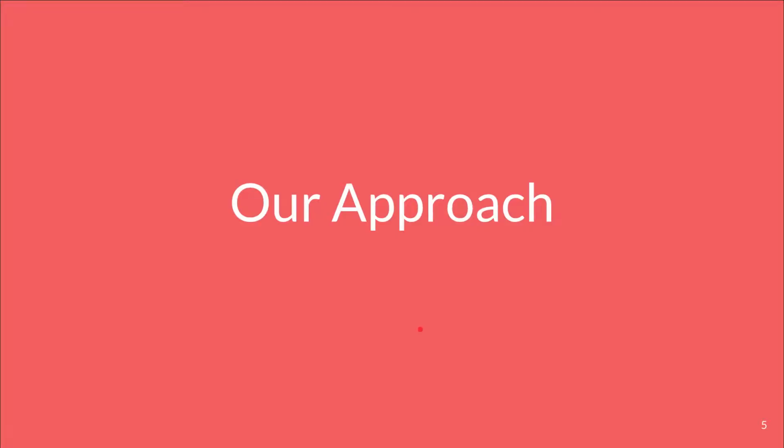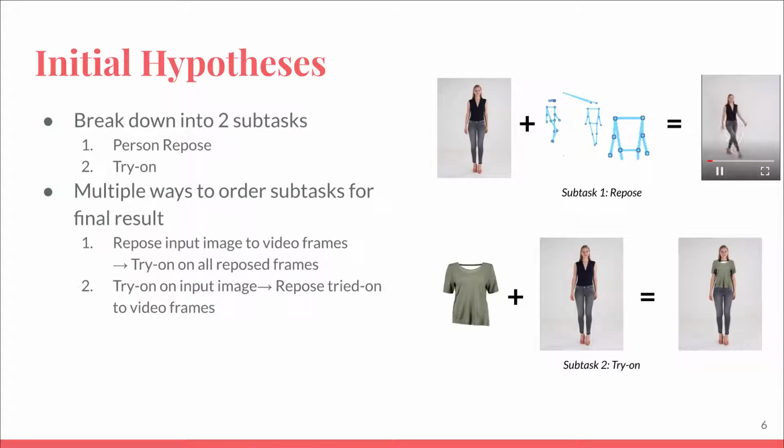Now let's discuss our approach to this problem. We hypothesized that the video virtual try-on task can be broken down into two subtasks. The first subtask is the person reposing subtask, where given the input image of the person and the skeleton pose sequence, we can generate the video of the person walking around. The second subtask is the try-on subtask, where you have the cloth product image and the user image, and you try on the cloth to the user. We hypothesized that splitting the full task into these subtasks could produce acceptable results.